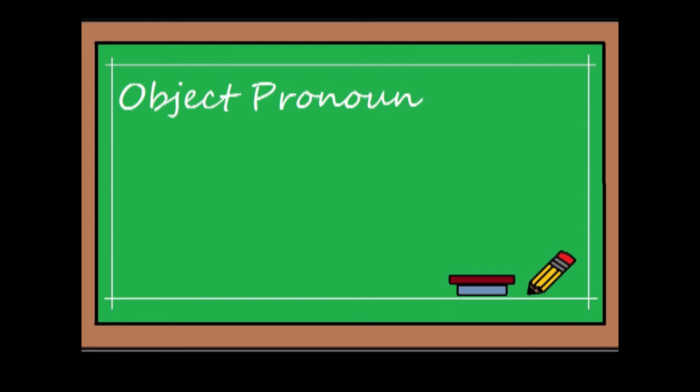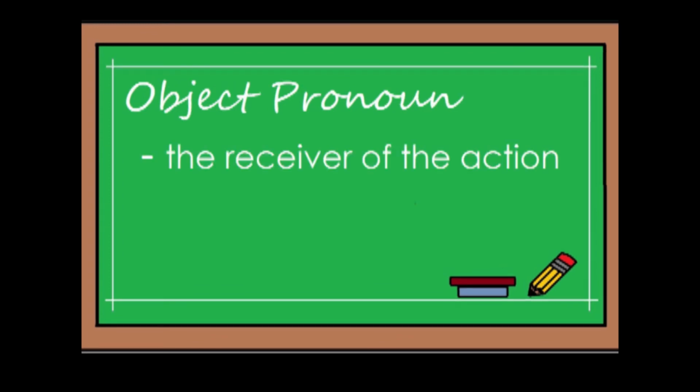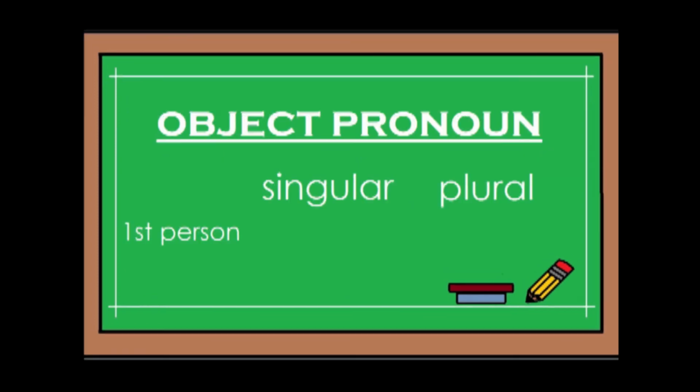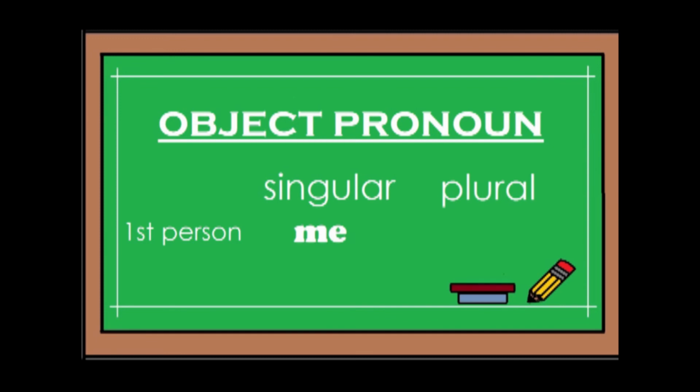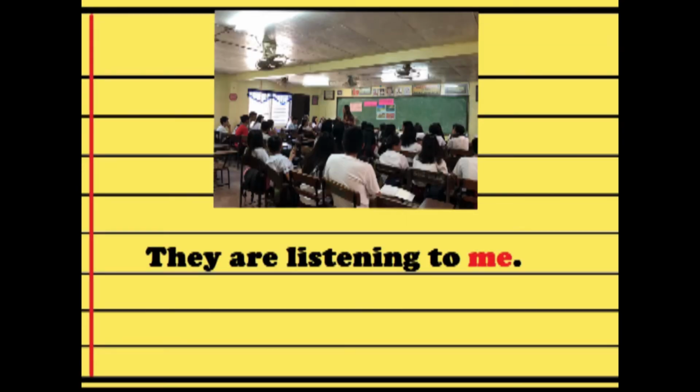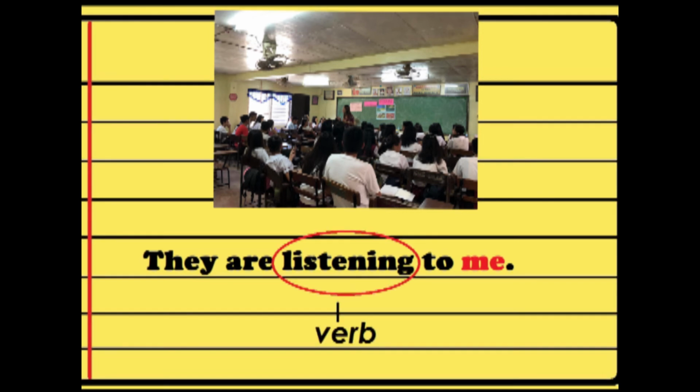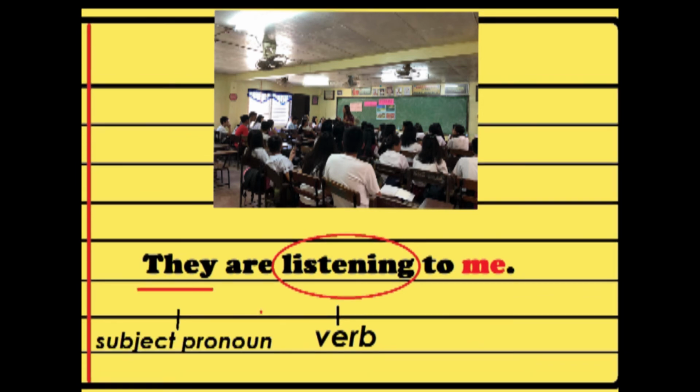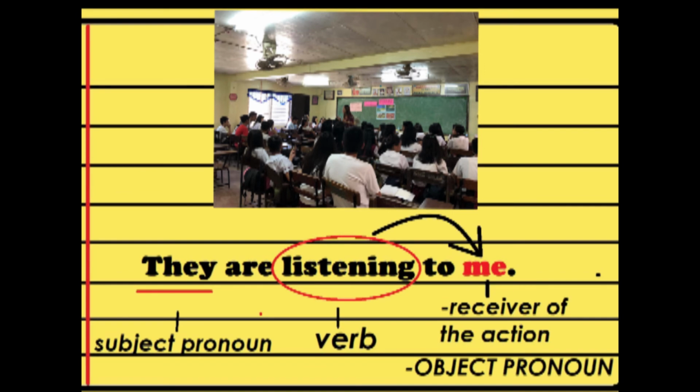An object pronoun is a pronoun that serves as the receiver of the action. For first person singular object pronoun, we are going to use me. For example, they are listening to me. In this sentence, the action or verb is listening. The doer of the action is the subject pronoun they. They refers to students. Me is the object pronoun that receives the action.